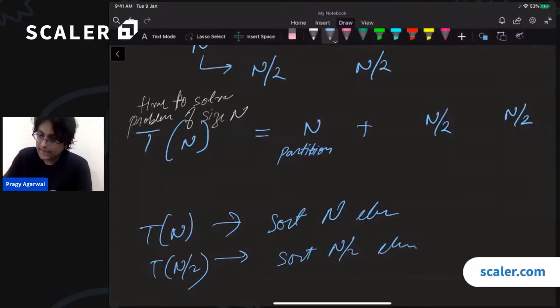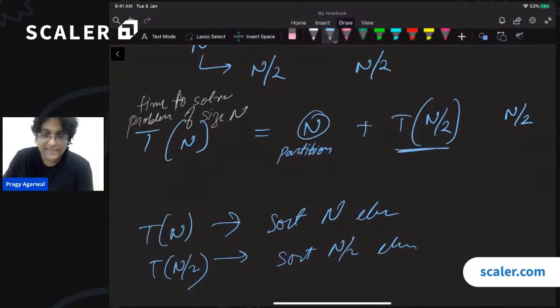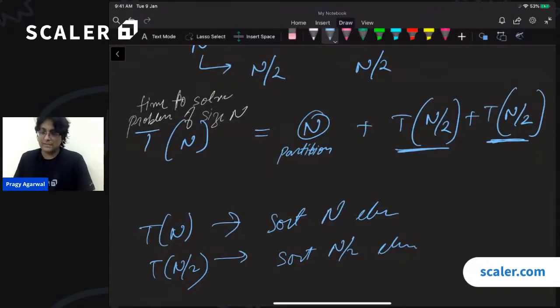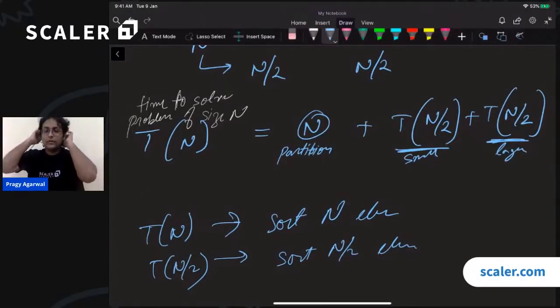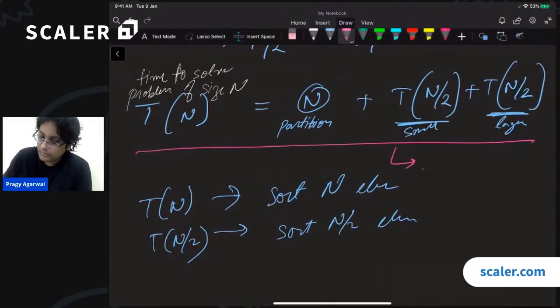So basically what I'm saying is, once I have spent this n time doing the partition, I will have to solve this subproblem and this subproblem. Does that make sense? This was the smaller set and this was the larger set. I will have to solve two new subproblems. So this thing is called a recurrence relation.